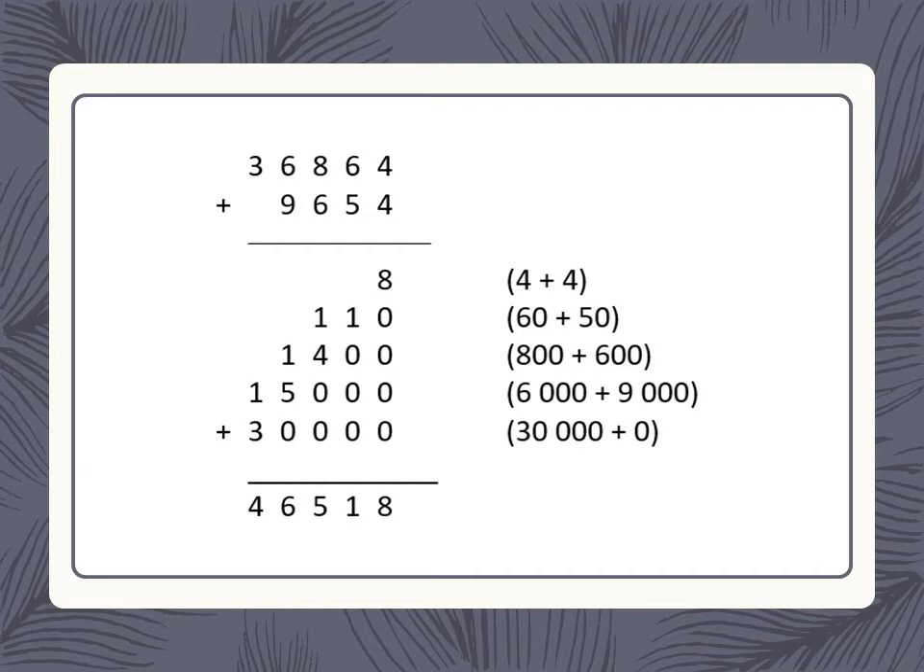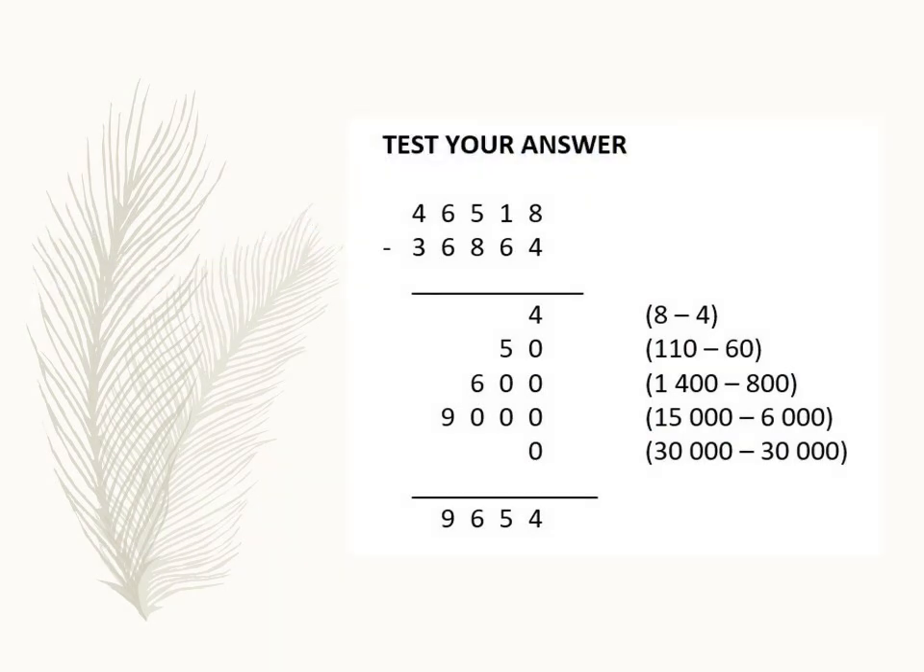Explain to your learners that the calculation in brackets refer to the ones, 4 plus 4, tens, 60 plus 50, hundreds, 800 plus 600, thousands, 6,000 plus 9,000, and 10,000s, 30,000 plus 0. Remind learners that addition and subtraction are inverse operations. They can test their answer through subtraction: 46,518 minus 36,864. Remind them to apply the rule of carrying over where applicable when they do the subtraction.